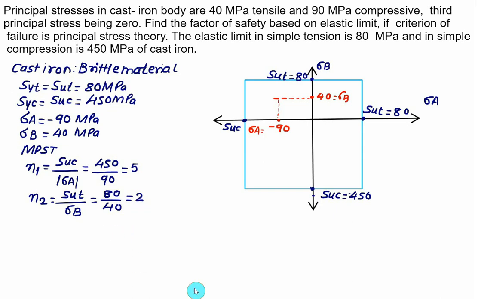By rule you have to select the minimum value of N1 and N2. So the factor of safety N is the minimum of N1 and N2, that is equal to 2. So we have the factor of safety equal to 2.